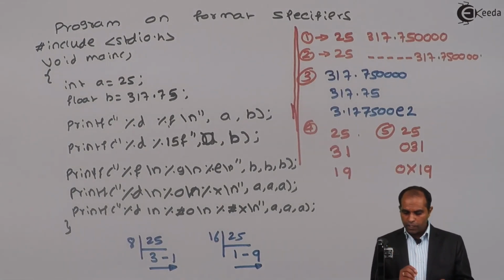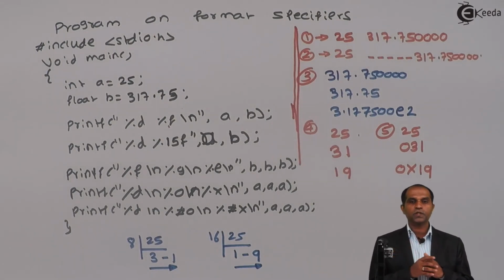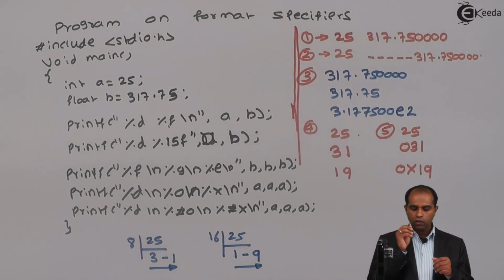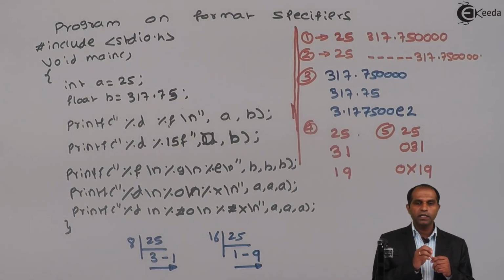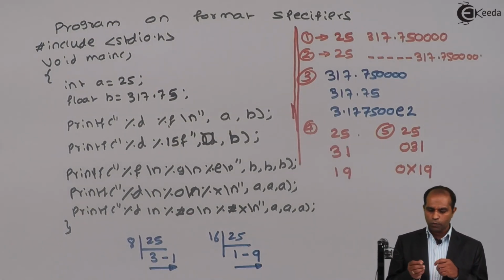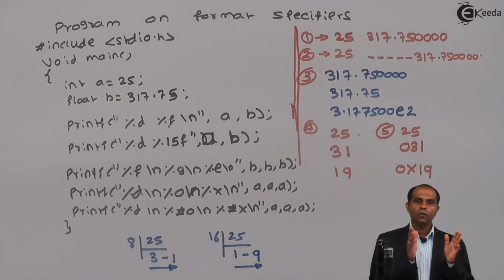So we have seen what the f, g and e specifiers do with floating point values, what o and x along with d do with decimal values, and one formatted output specifier, that is %15f, which makes the number be printed with some blank spaces.